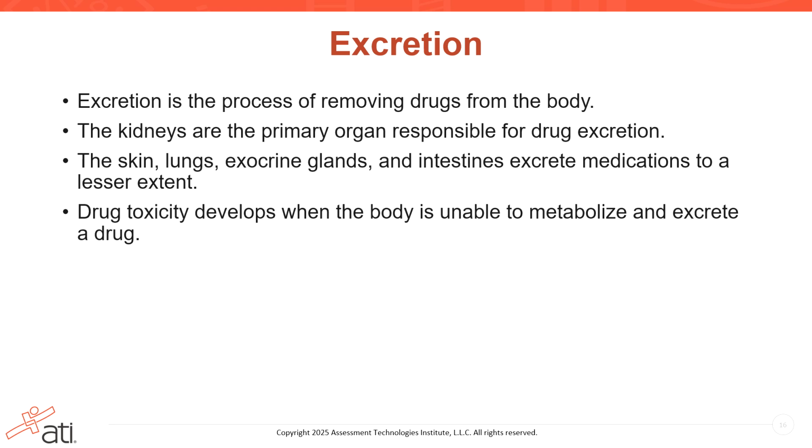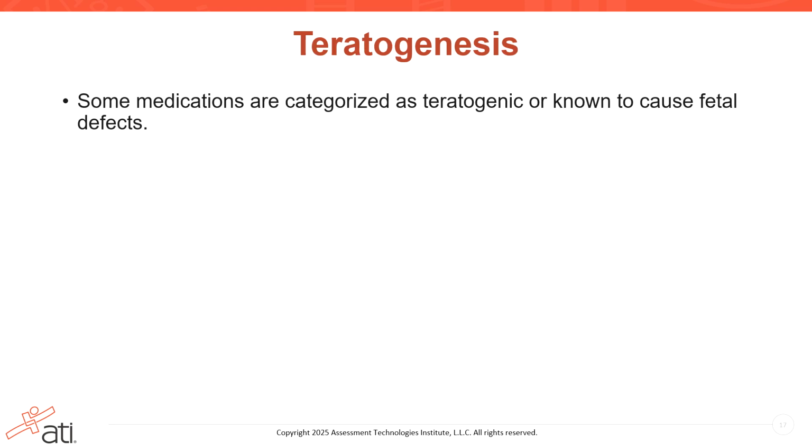Excretion is how I'm getting rid of that. Kidneys are the primary organ that gets rid of those medications. Now, we can sweat some of them out. We have other different ways to breathe some of them out, but for the most part, kidneys are going to be the organ that's responsible for excreting those drugs. As I mentioned earlier, if we can't metabolize the drugs, if we can't excrete the drug, that's going to build up in our body and we're going to develop a toxicity. Teratogenesis is basically just going to cause fetal or birth defects.